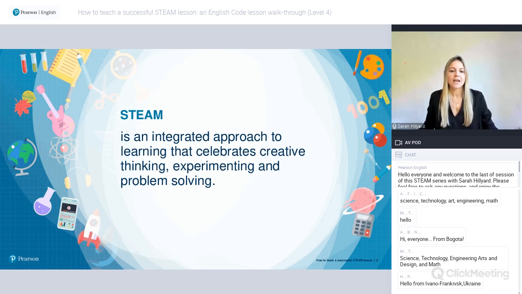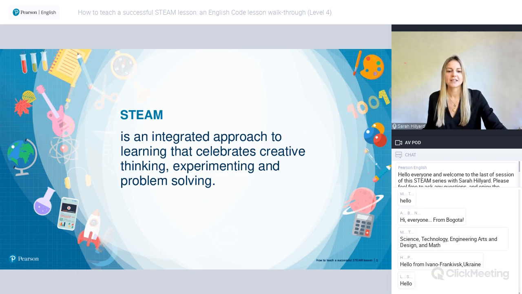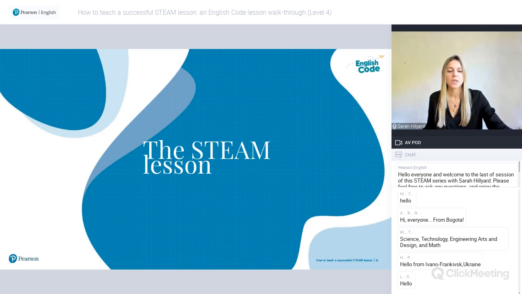So here we have a little definition. It's an integrated approach to learning that celebrates creative thinking, experimenting, and problem solving. While learners are involved in STEAM, they're developing all these different skills, which actually are skills for their future and life skills. So that's interesting too.